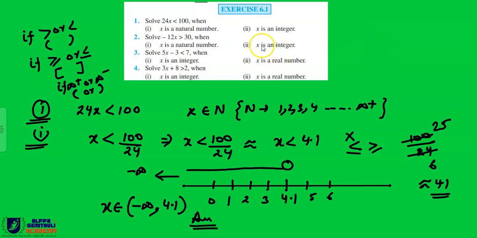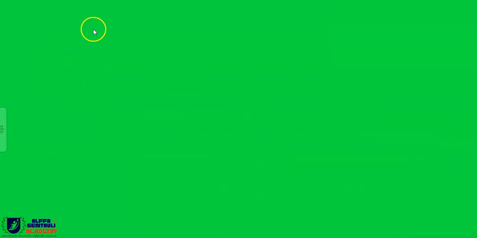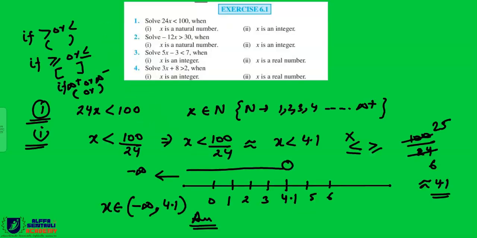Now let us solve this second part, when x is an integer. So 24x is less than 100, right? And this x is less than or equal to 100 by 24. Alright, so in the previous question, we cannot take all the solution, because x was belonging to natural numbers. And in natural numbers, we can take only positive numbers, means 1, 2, 3, 4, 5. We cannot take negative numbers, right? So this is not included in your solution.